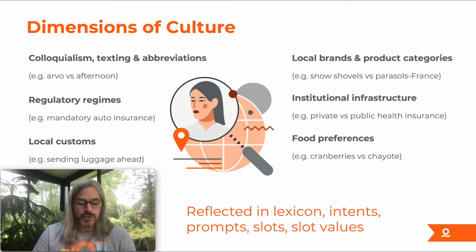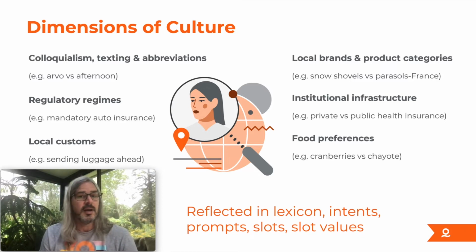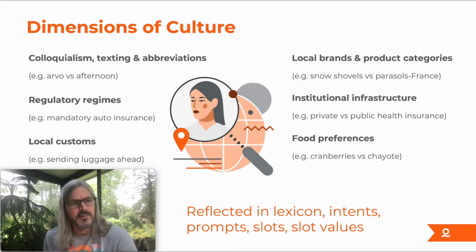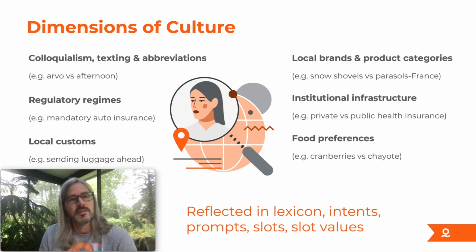Another dimension of culture is regulatory regimes. A good example of this might be, let's say that we're talking about the insurance domain. You might need to take into consideration what kinds of insurance people actually need in a particular culture, in a particular country. Where I live in the United States, it is a requirement that we must have auto insurance, car insurance. So that's going to be a very commonplace intent, is opening up a car insurance policy.